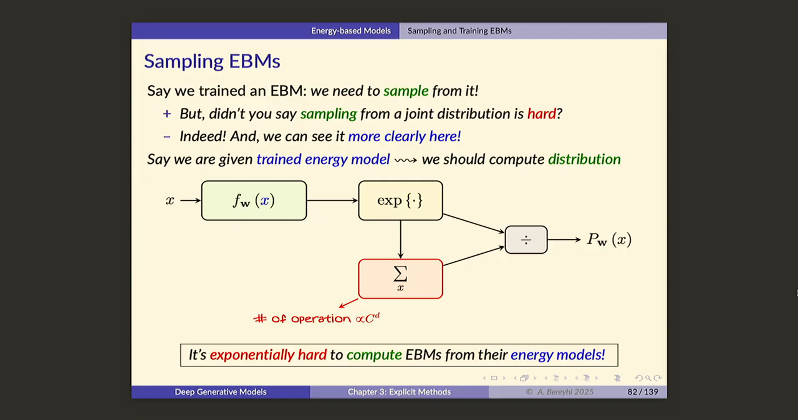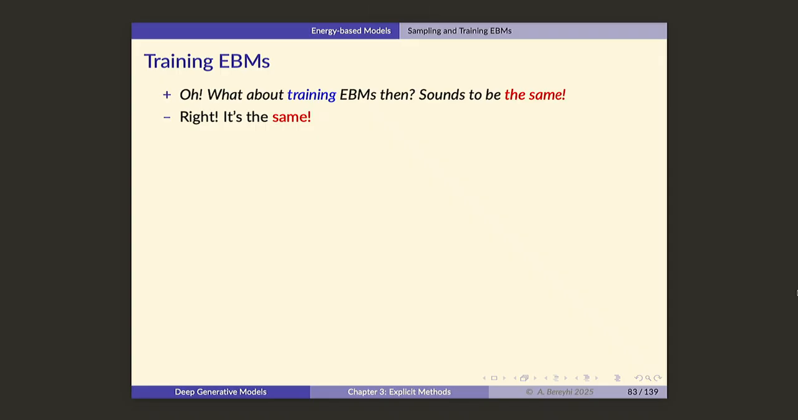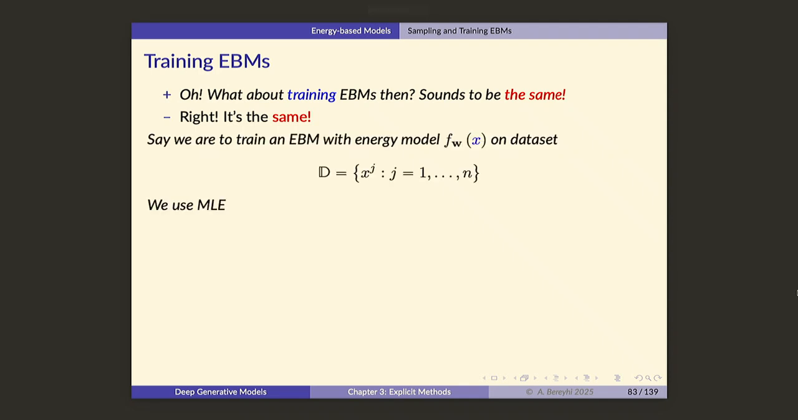Okay. So you can guess that when this is the case for sampling, it is going to be the same thing for training as well, right? Because somewhere in training, I again need to compute the partition function. And the partition function is very hard to compute, right? So let's take a look at this here. Say I have a bunch of samples. I have this data set. I have collected n different images inside it. And I want to train my energy-based model on this data set. Now, what should I do if I want to do training?